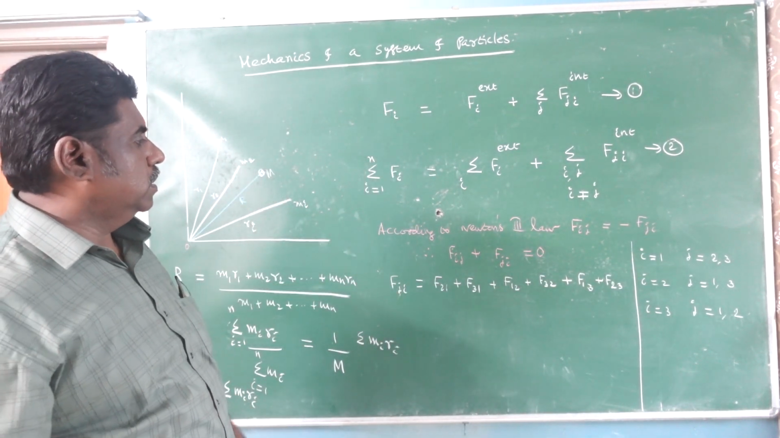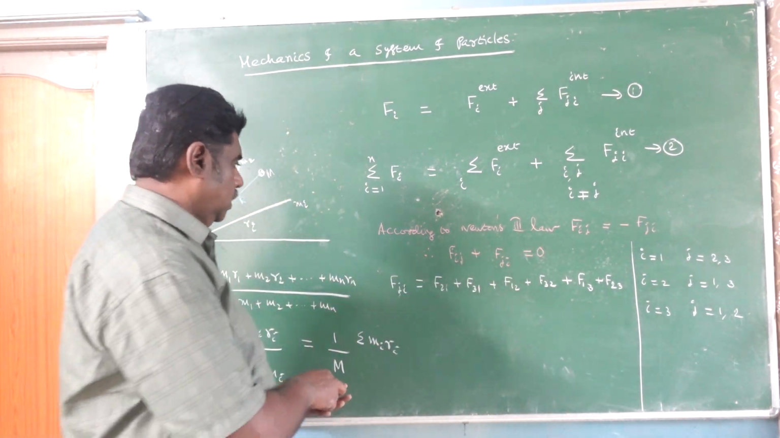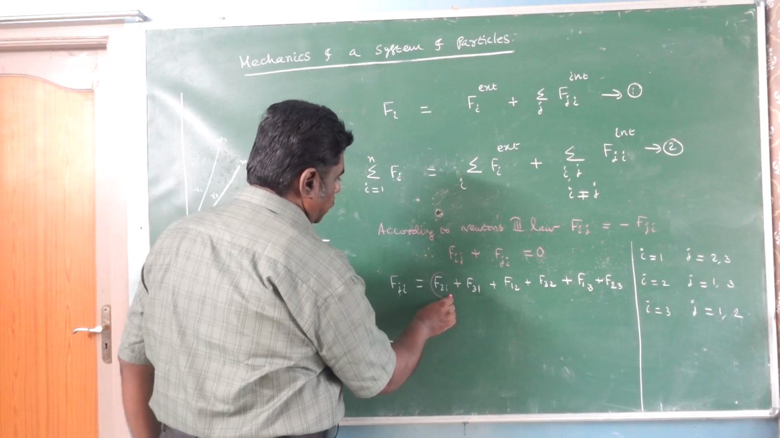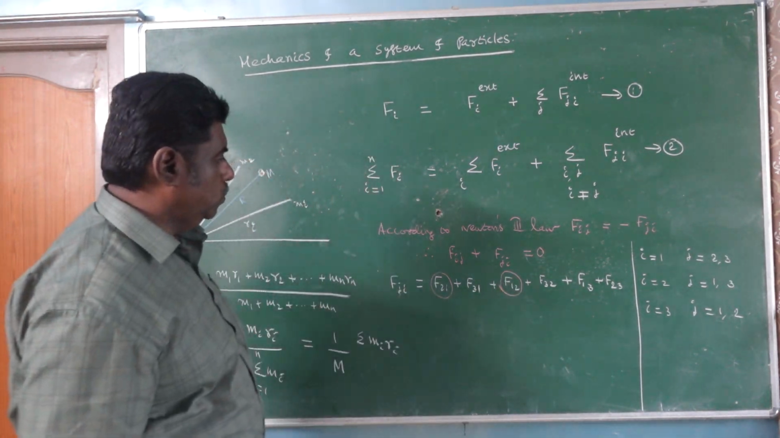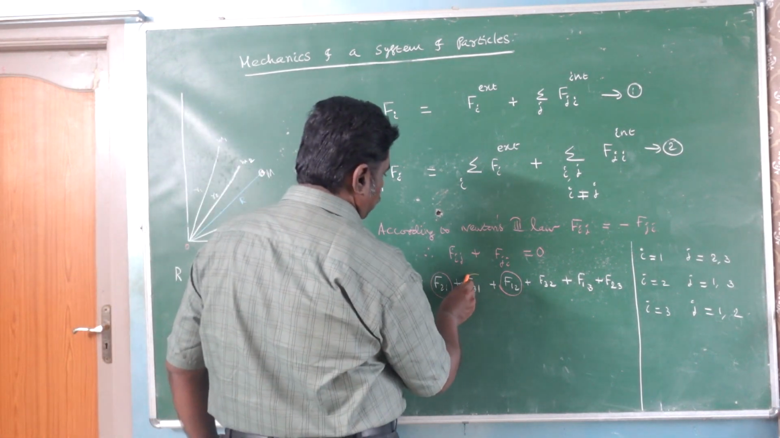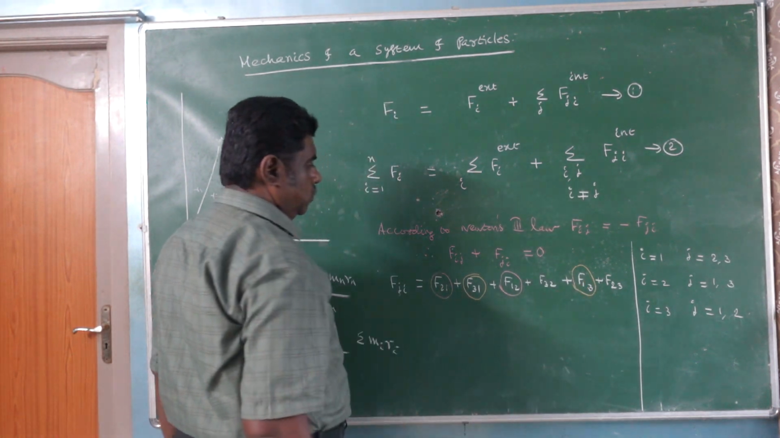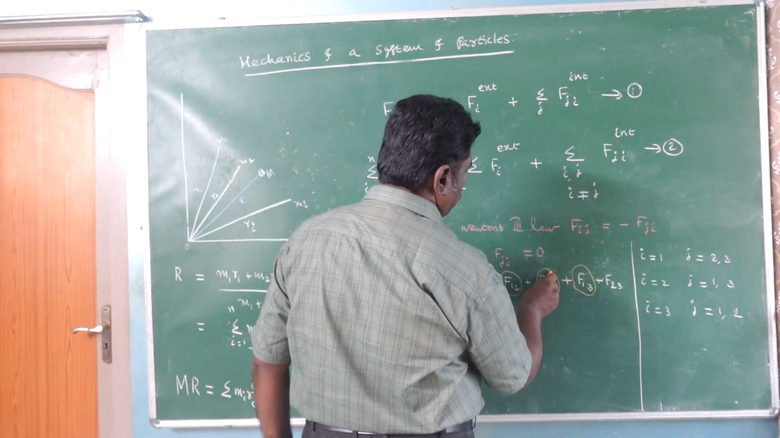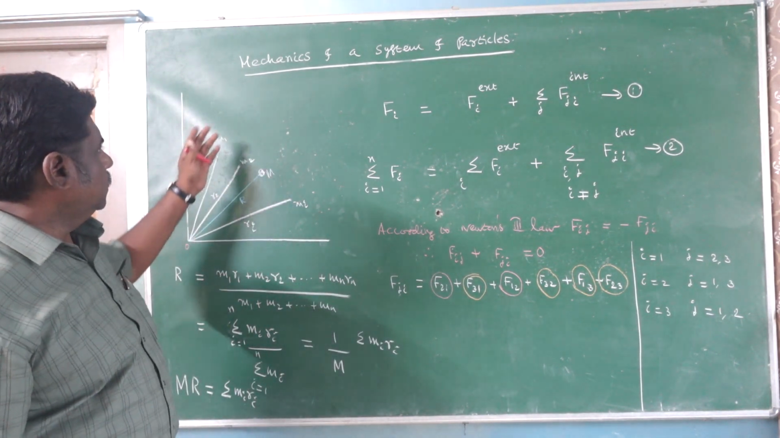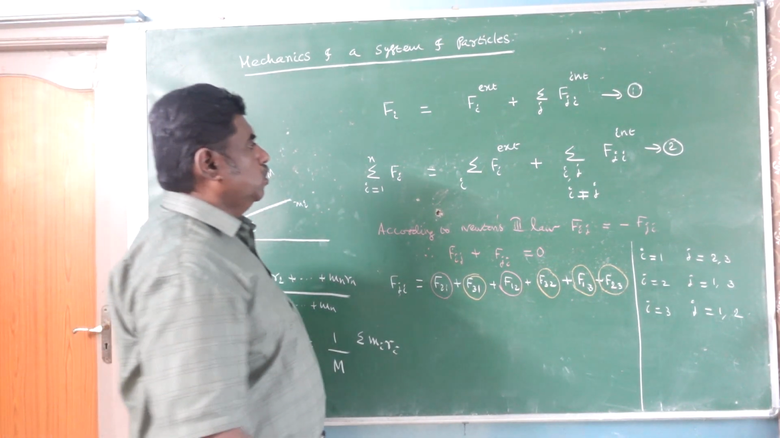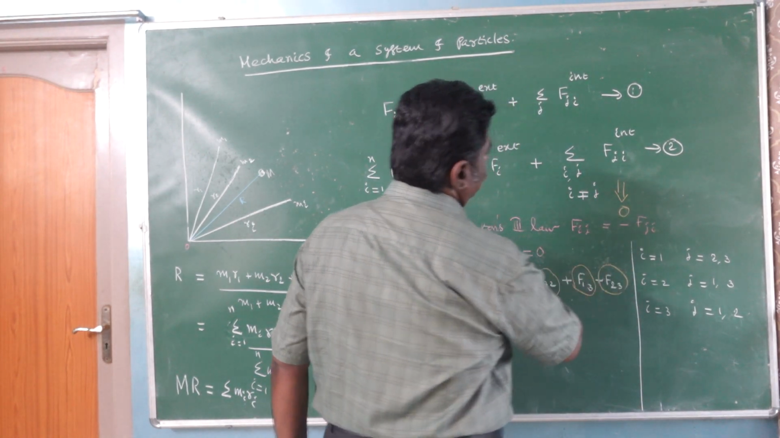But according to Newton's third law, Fij plus Fji equal to 0. Consider this F21 plus F12, the value is 0. F31 plus F13, 0. F32 plus F23, 0. If you consider the entire system, the contribution from the internal force term is therefore 0.